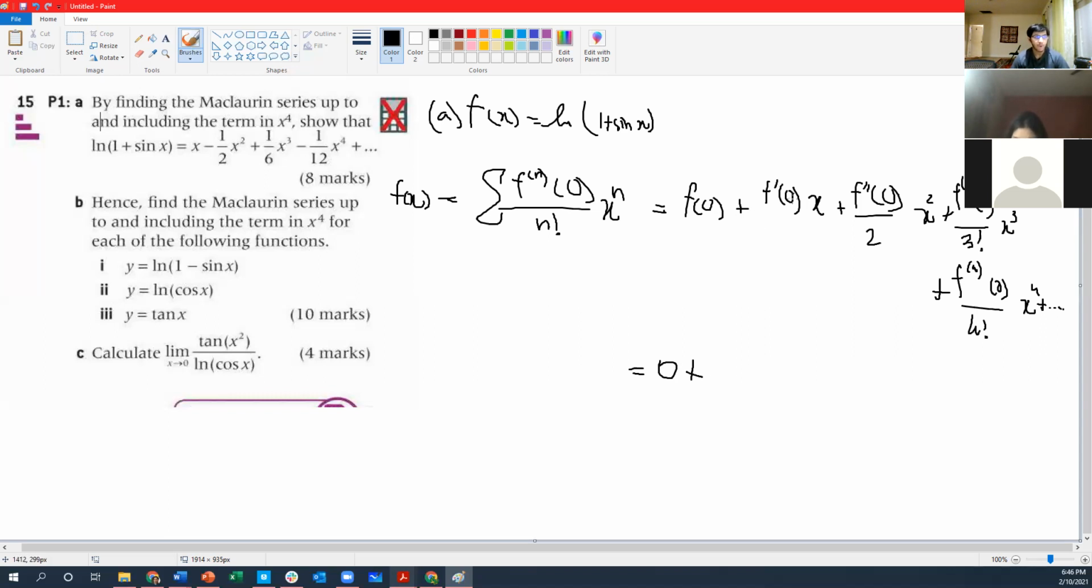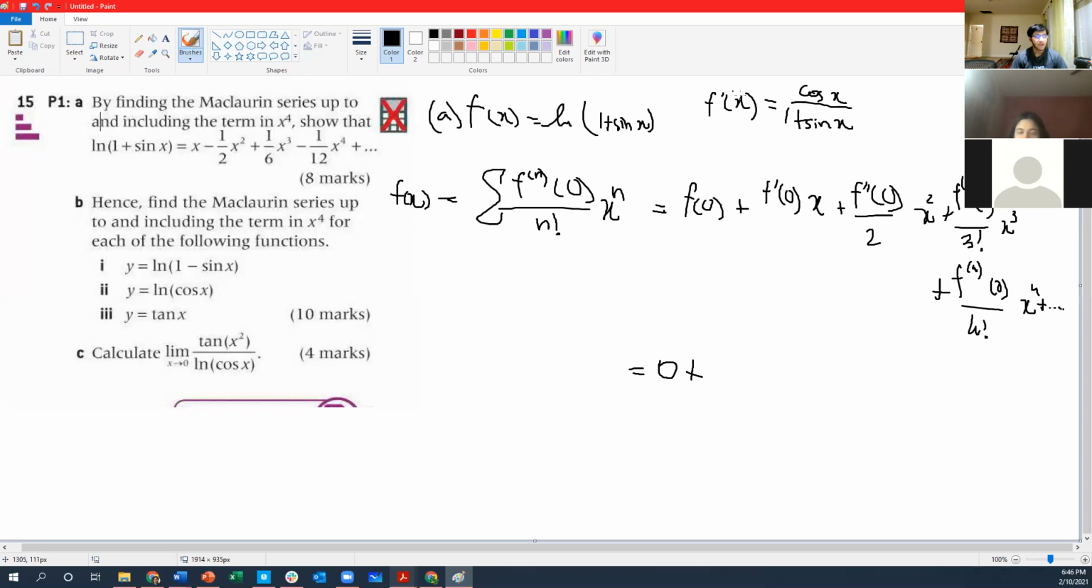So then f prime of 0. So let's find f prime of x. What would f prime of x be? What's the original function? It's right here. ln of 1 plus sine x. So the derivative of ln of u is 1 over u, and then the derivative of sine x is cosine x. So it's cosine x over 1 plus sine x.